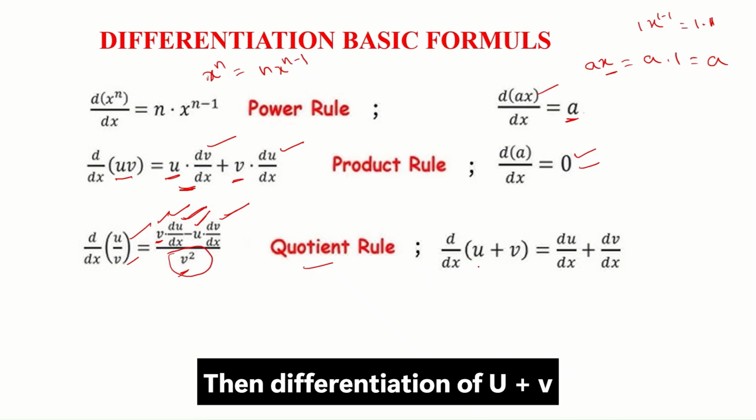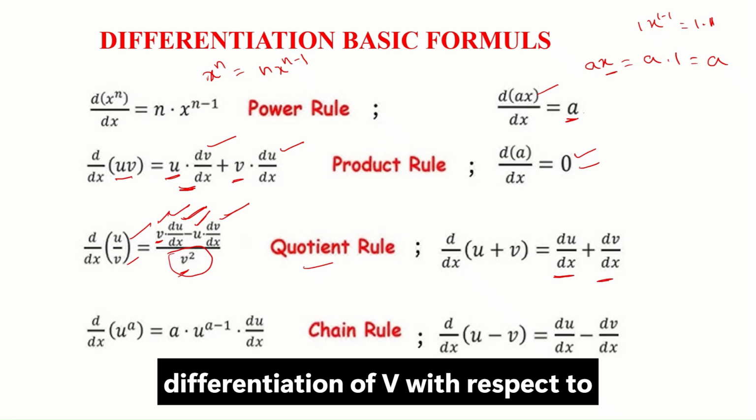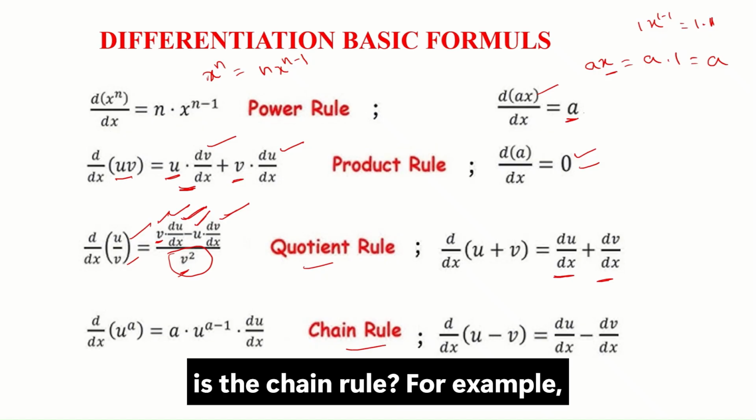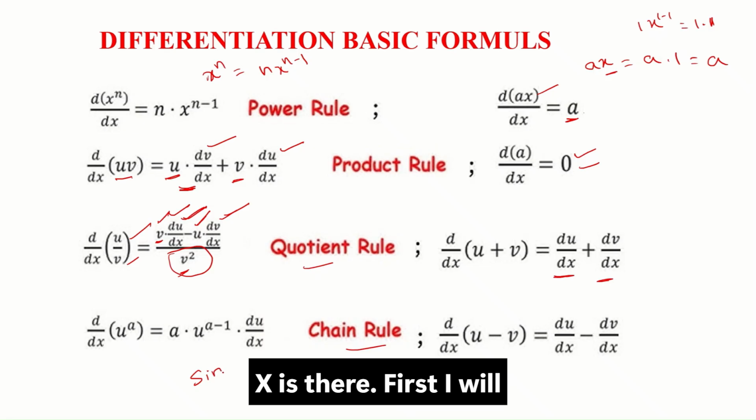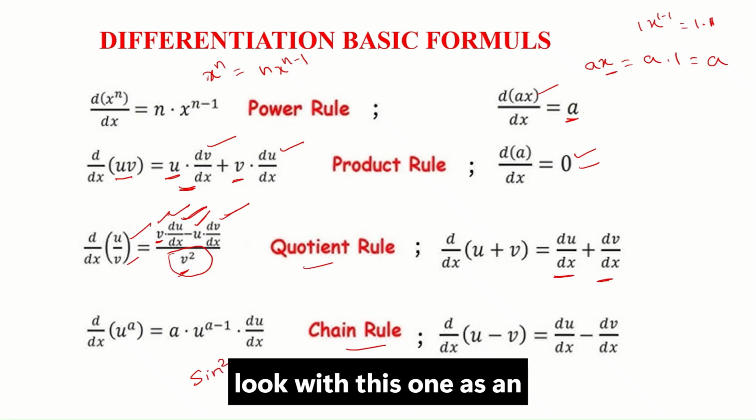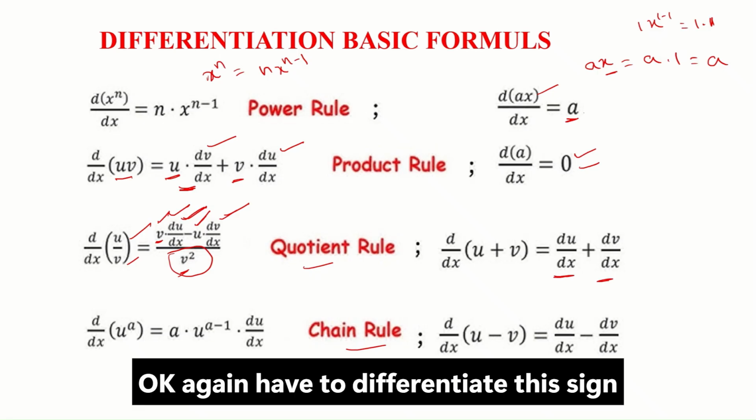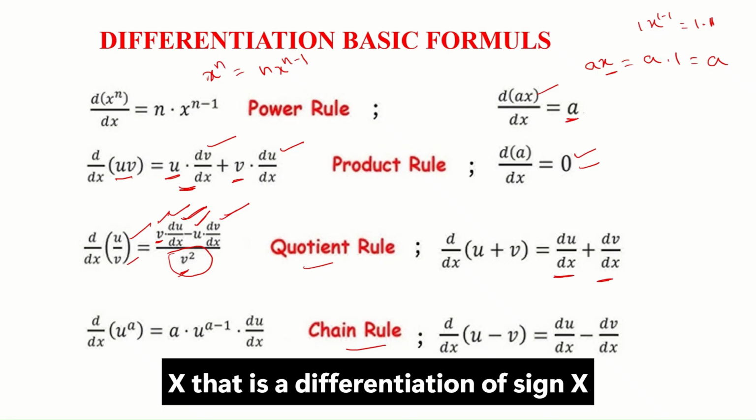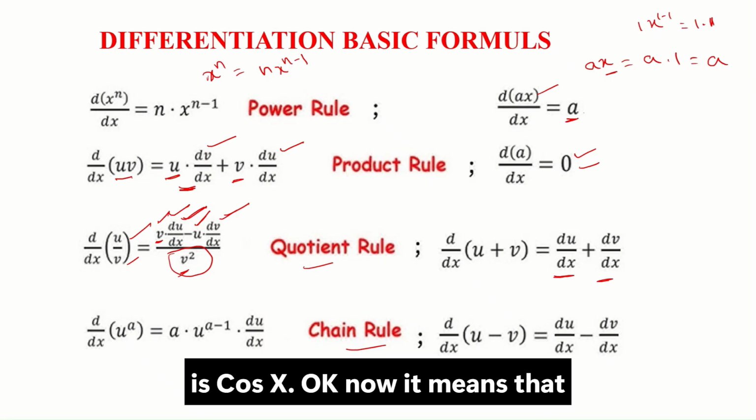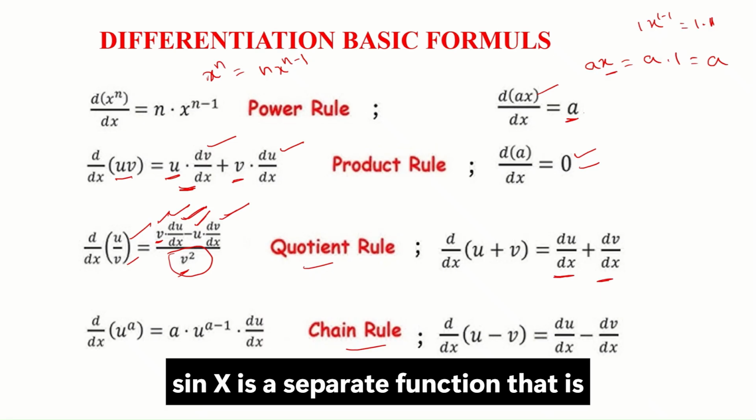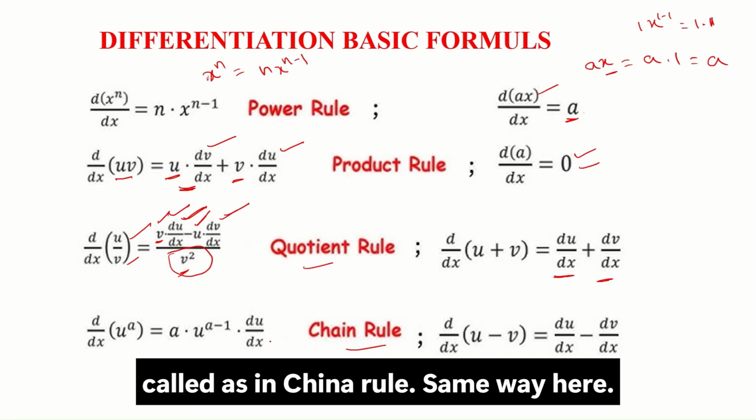Then differentiation of u plus v is differentiation of u plus differentiation of v, with respect to x. Now chain rule. What is a chain rule? For example, differentiation of sine square x. First I will look at this as x square, so it is 2 sine x. Now again I have to differentiate sine x, and the differentiation of sine x is cos x. It means first look at it as x square, afterwards sine x is a separate function. That is called the chain rule.